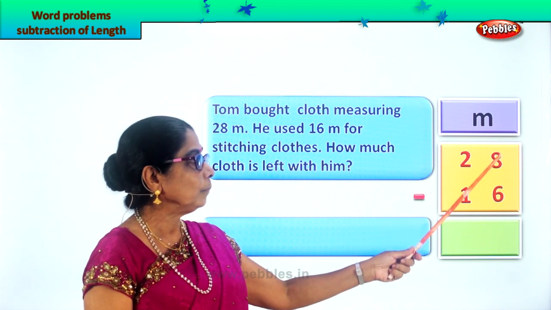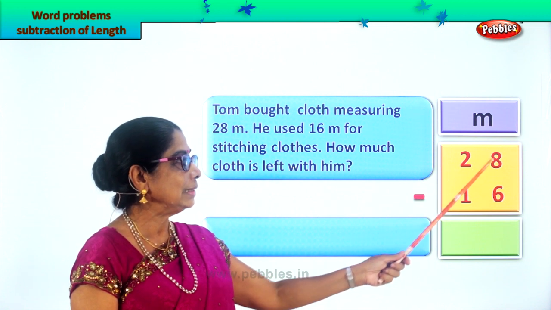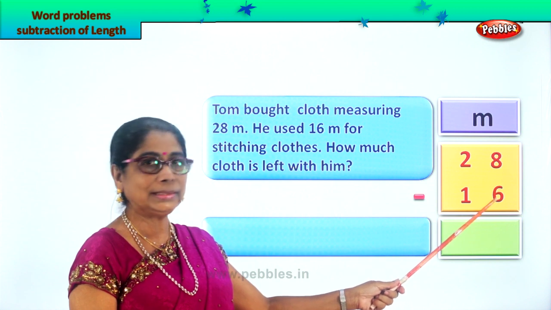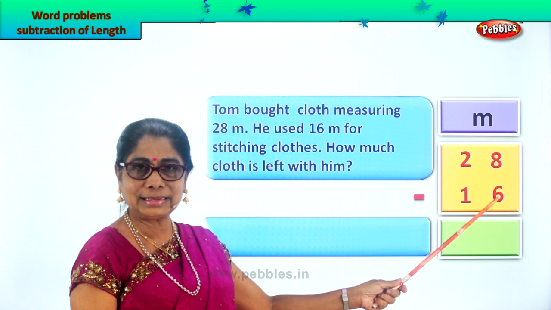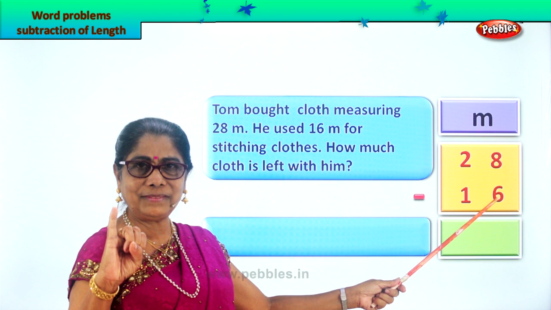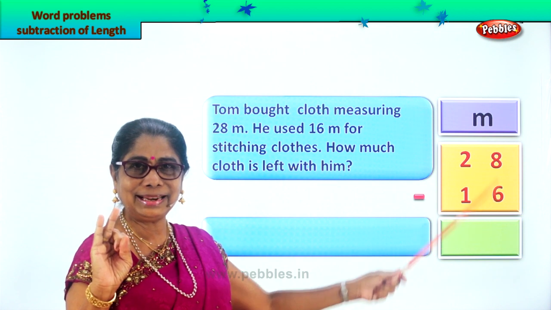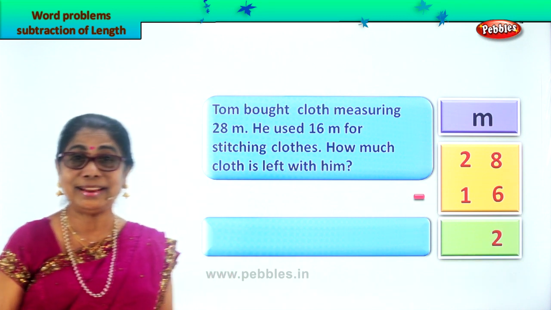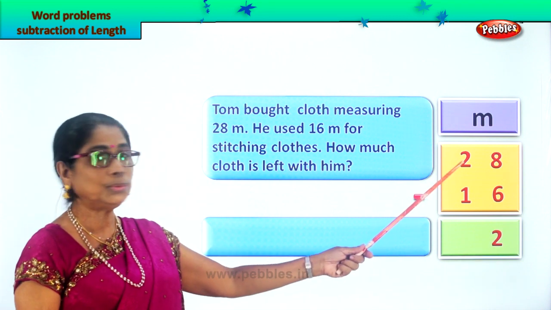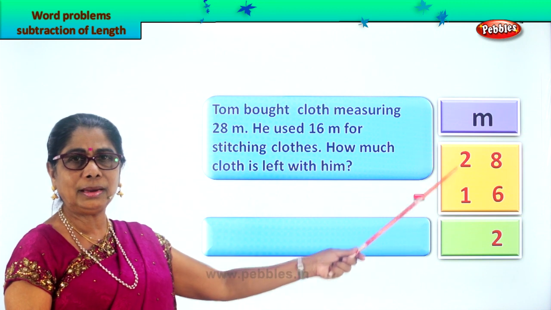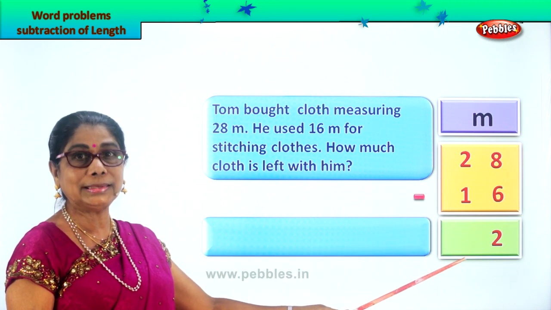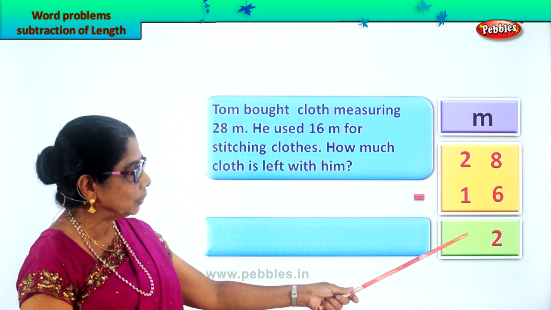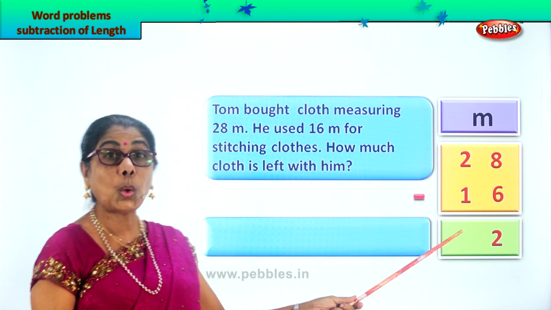Yes. Now, we have here ones and tens. 8 minus 6. 8 take away 6. After 6, 7, 8. How much is that? 8 minus 6 is 2. So we write down 2 here. We have here 2 in the tens place. 2 take away 1. 2 minus 1 is 1 itself. Good. So we write in the tens place 1.